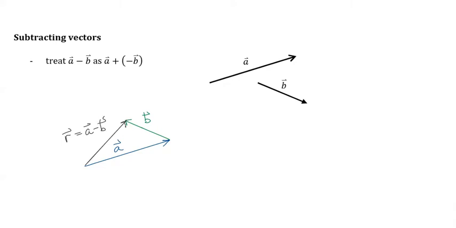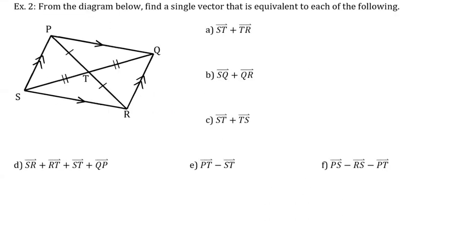Next example. Here's where we get into some interesting ideas. From the diagram, find a single vector that is equivalent to each of the following. These arrows do not stand for direction. What do they stand for? Parallel lines, yes, good. At the same angle. These tick marks mean same length. So these two are parallel and these two are parallel. We can denote direction. This is an example where we have points that are labeled. So I can note the direction by saying S to P or P to S. That's how we would do direction with these.